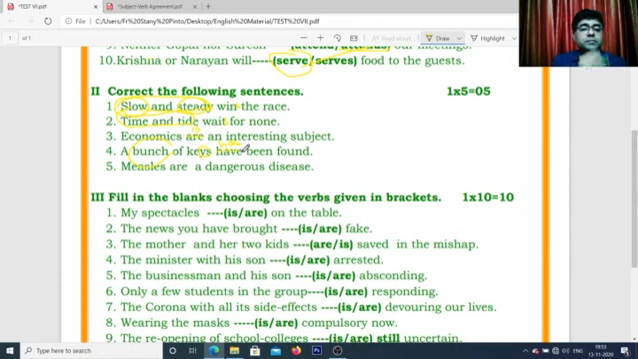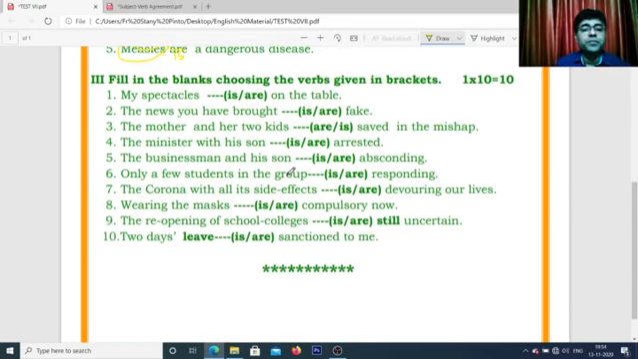Okay, has been found. Then, measles are a dangerous disease. Measles. Okay, now though it sounds plural, what is that? Measles. It sounds plural, but it is not plural. Hence, the answer is "measles is". Okay, measles is a dangerous disease. I hope you understood this.